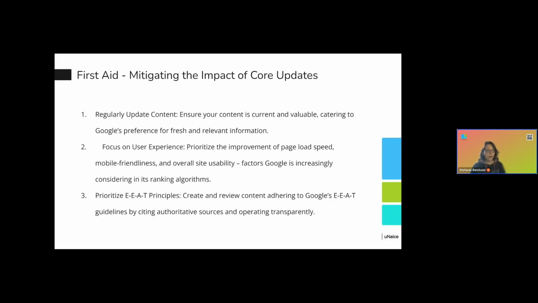And again, prioritize those EEAT principles. Go into your content right now and have a look at your content.